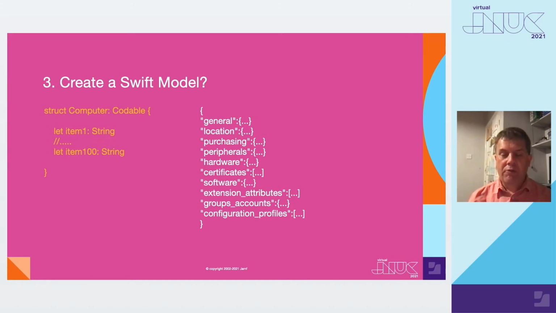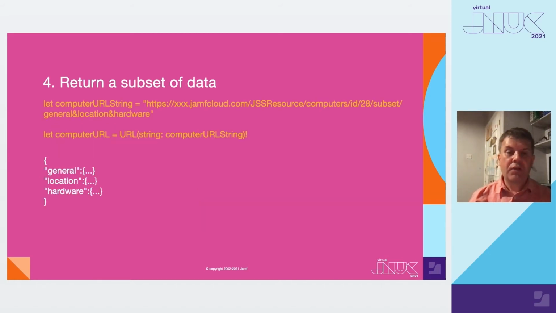But we've got a couple of approaches. One approach is we can use the API to reduce the categories we get back. Rather than having all the categories, we can modify the URL by appending the subset keyword, and after that we can specify which categories. In this case, we're going to specify the general, the location, and the hardware categories. That's going to reduce the number of categories that come back.